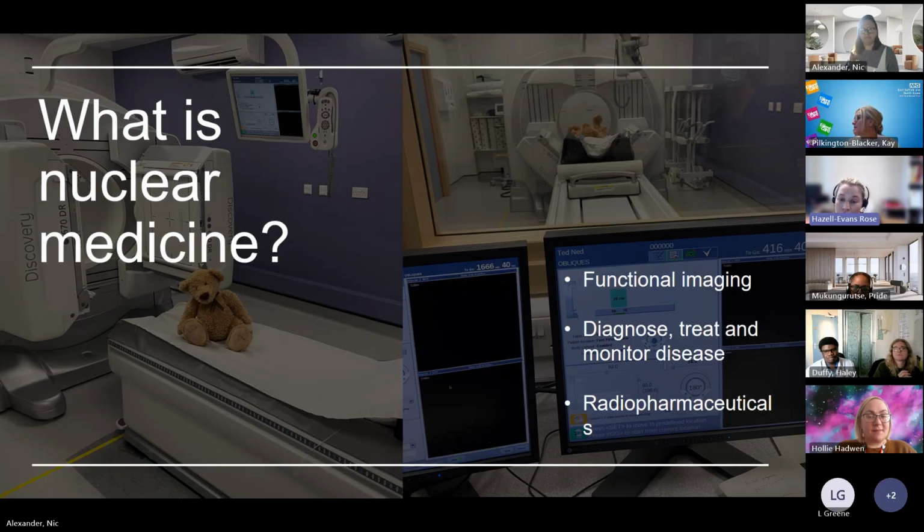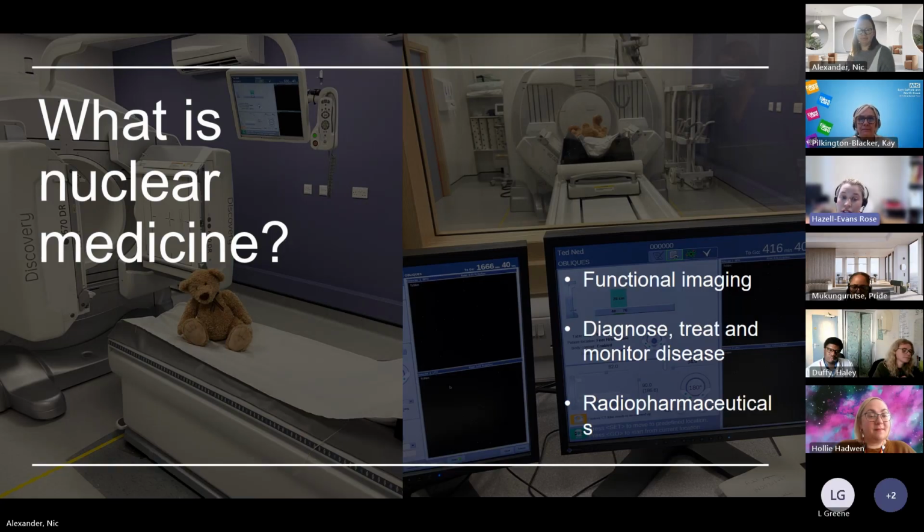We image using radiopharmaceuticals, and this is different from other forms of radiography, where the machine, i.e. the X-ray tube, is the source of the radiation. For us, the patient becomes that radioactive source. The radiopharmaceutical has two components: a medicine, which ensures that it goes to the area under investigation, and a radioisotope, which allows us to image this process.